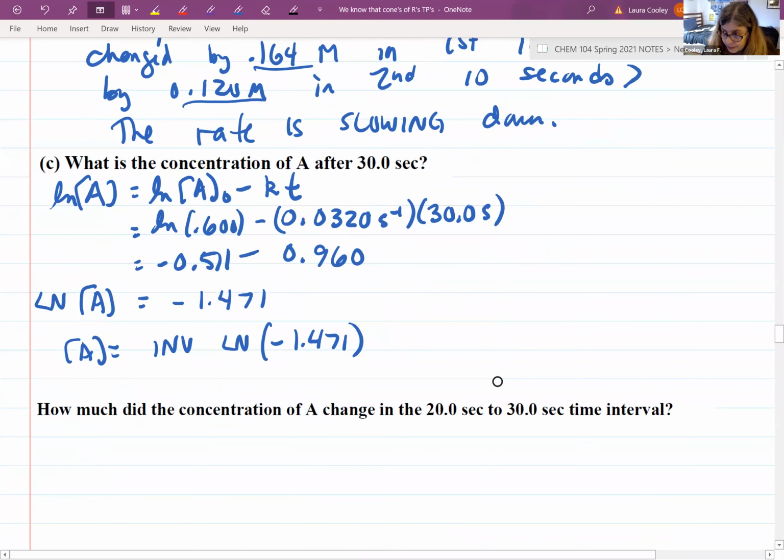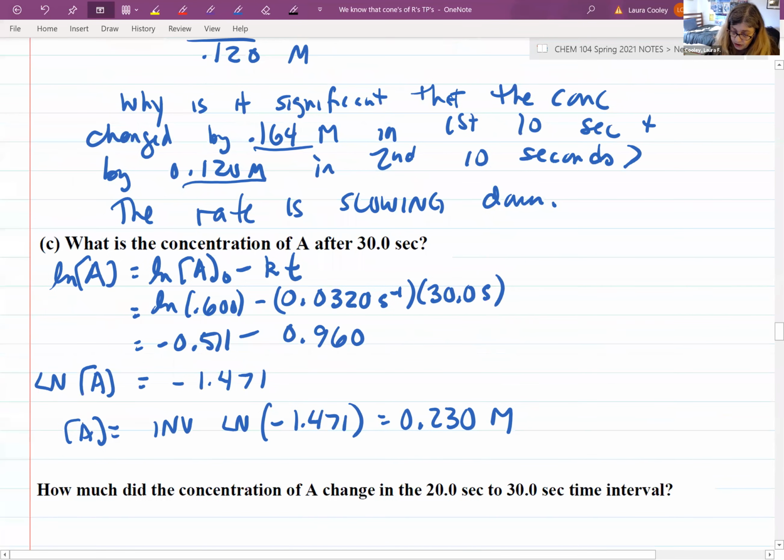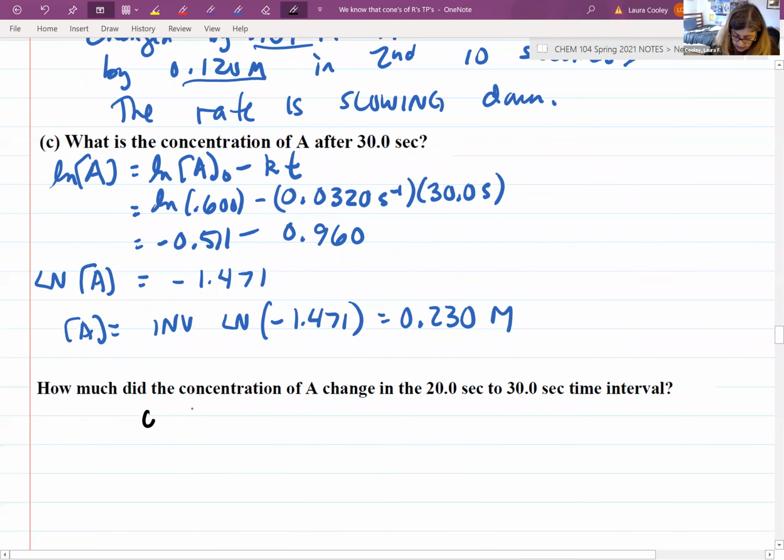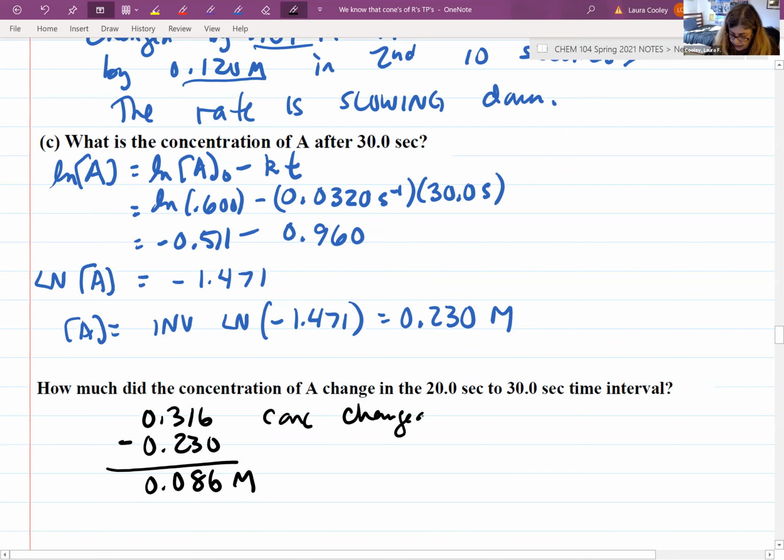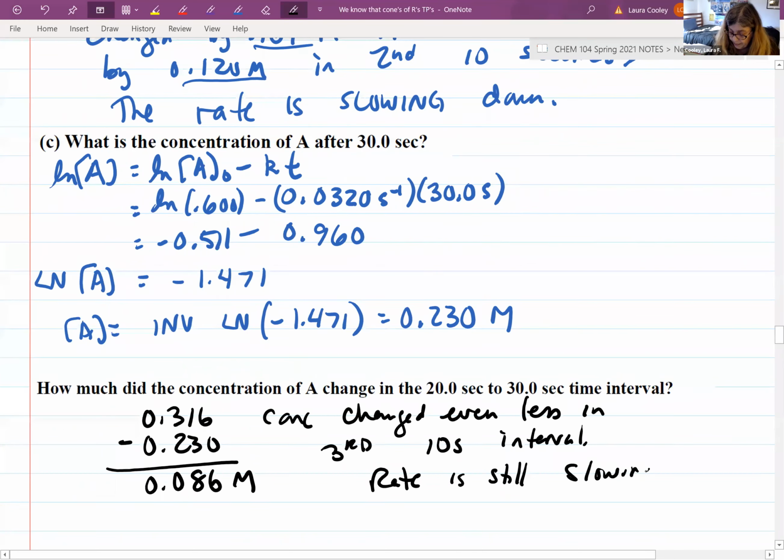Anybody? Yes, 0.230 molar. So if we look at how much the concentration changed, it was 0.316, subtracting 0.230. And that's 0.086. So the concentration changed even less in the third 10-second interval. The rate is still slowing.